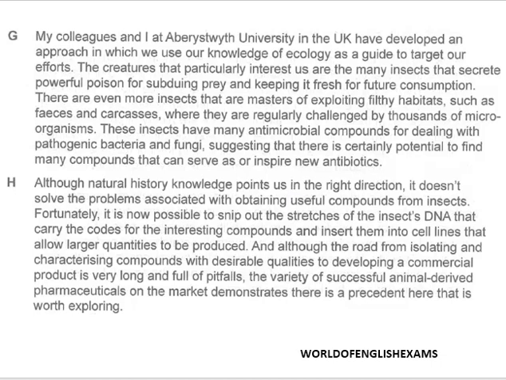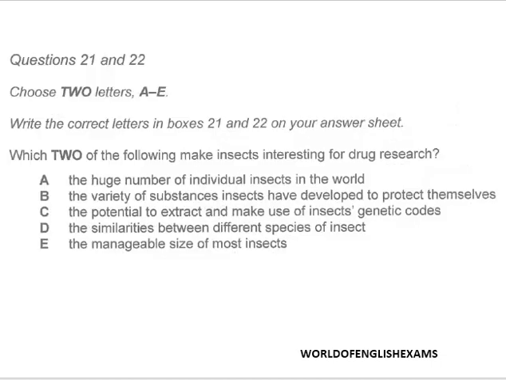So let's now go back to the question and see which option is matching with this. Let's read the option. The huge number of insects. Did you read about the number of insects? So this cannot be the right option. The variety of substances the insects have developed to protect themselves. Is it correct or wrong? Yes, so that is why. What are the variety of substances? Antimicrobial substances, and they have secreted potentially powerful poison to keep the prey fresh for future consumption. So that is why the answer is B. One of the answers is B.